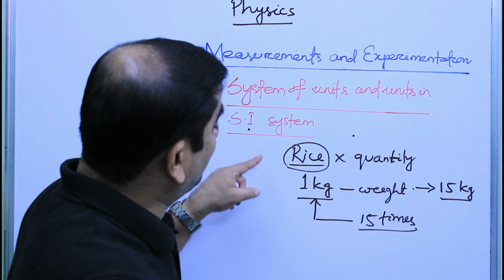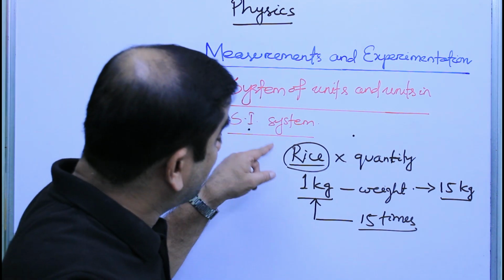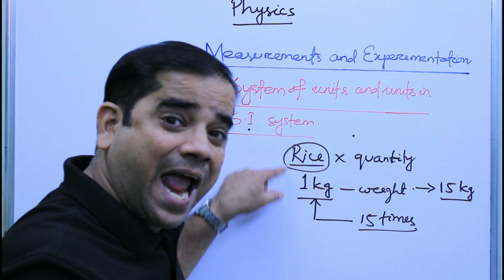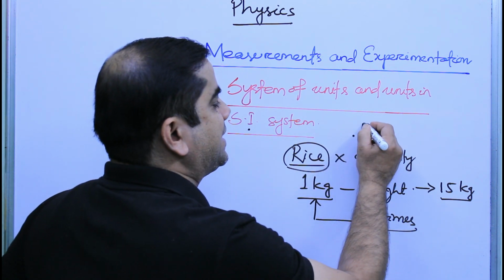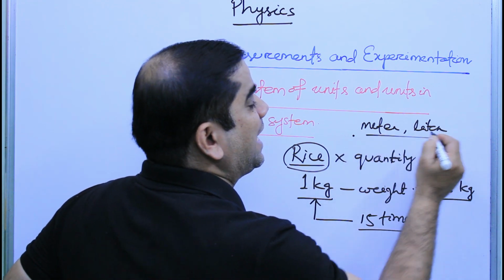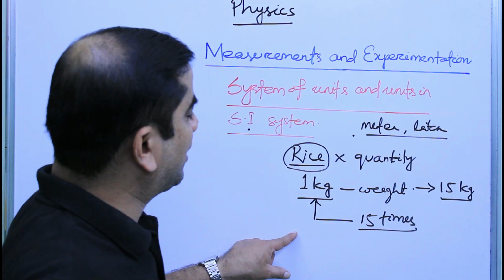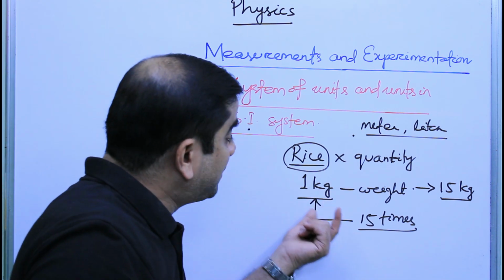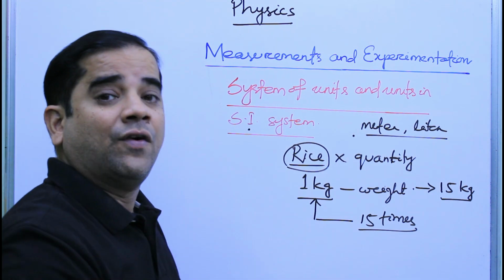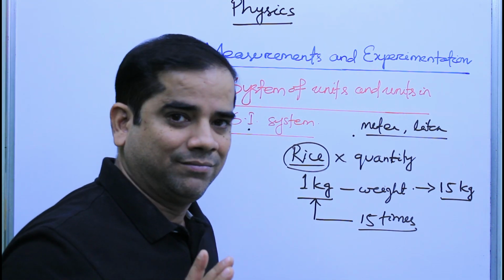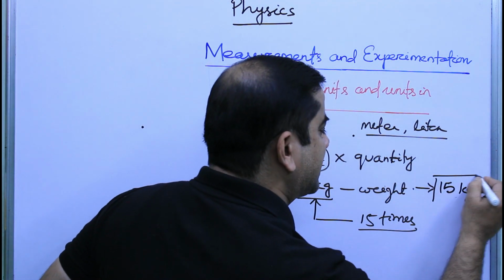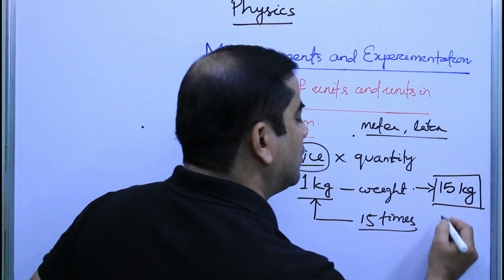Okay, so 15 times of 1 kg is there in the amount of rice that I have. That is why we say that the physical quantity is compared with a constant physical quantity of the same nature. I cannot go for meter, liter or anything else. I have to go for the physical quantity of the same nature, and then I can have the measurement of whatever physical quantity I have.